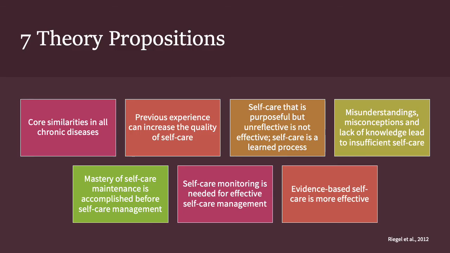Finally, the theory of self-care and chronic illness contains 7 testable predictions as pictured here. There are similarities in self-care across different chronic illnesses. Self-care monitoring is needed by all patients with cancer, heart disease, and diabetes, for example. Previous personal experience with illness or in caring for somebody with a similar illness can increase the quality of self-care performed.